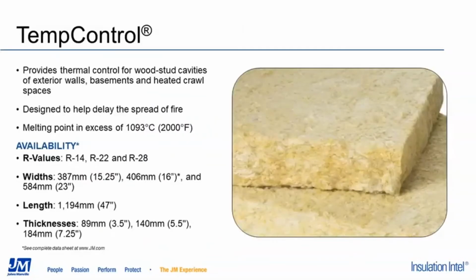So getting into some of our products, starting with the residential SKUs, TempControl is our R value rated product. This would be what goes in the exterior walls of your home, where R value matters. In Canada, we have our R14, R22, and R28 at various thicknesses. And again, this would be installed where thermal performance is the critical characteristic.